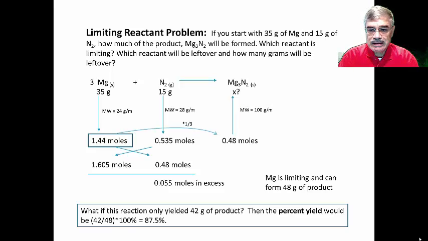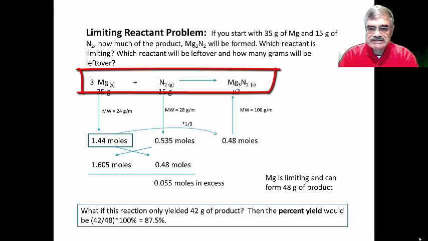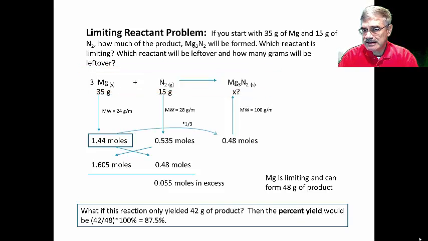So let's do a chemistry problem. Let's consider the reaction of magnesium with nitrogen gas to form magnesium nitride. And I show you the balanced reaction. Always, again, make sure the reaction is balanced. And I say that we start with 35 grams of magnesium and 15 grams of nitrogen gas. And the question then is how many grams of magnesium nitride can be formed?